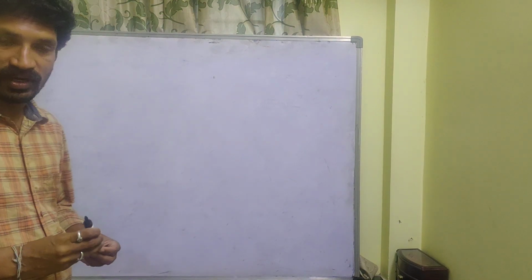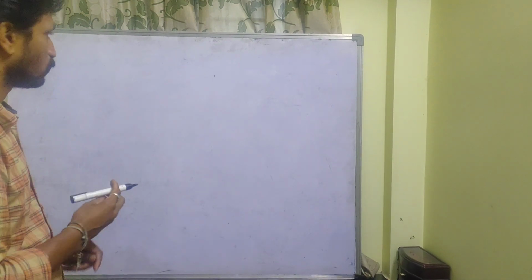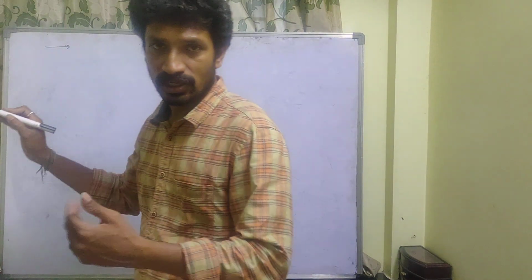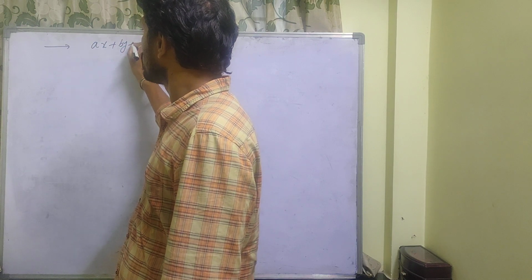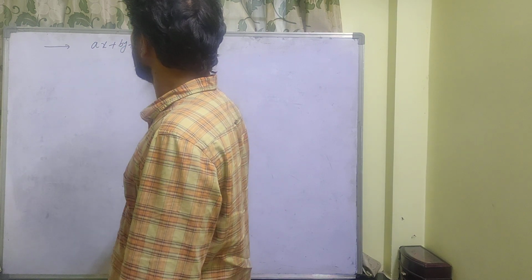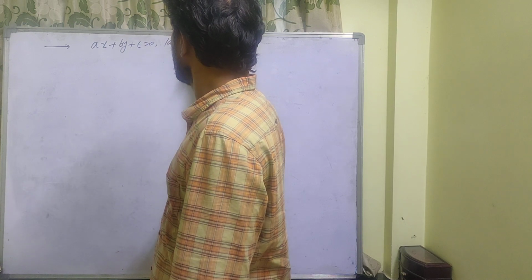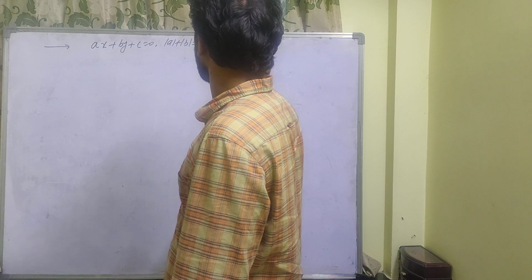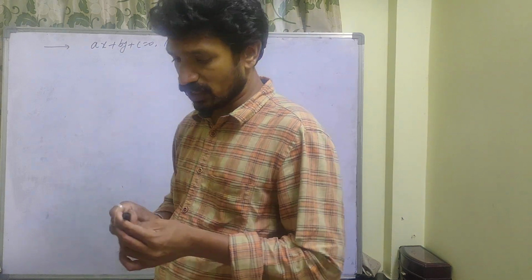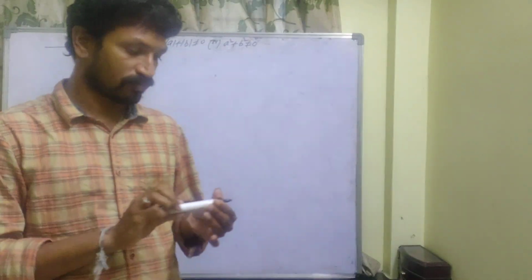Good morning, students. Our next concept is different forms of a straight line. In general, algebraically, we discussed already that the equation of the straight line is ax plus by plus c is equal to 0, where mod a plus mod b is not equal to 0, or a square plus b square is not equal to 0. So, this is the straight line.